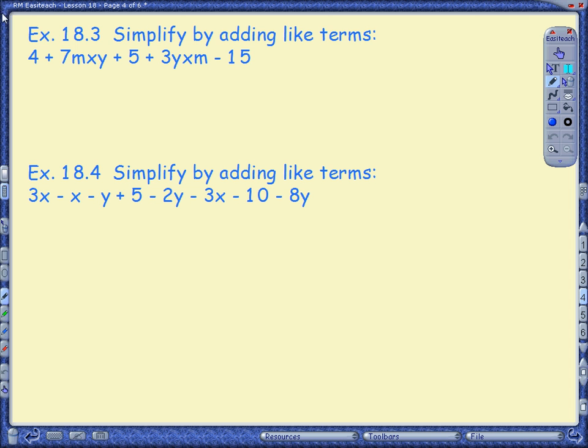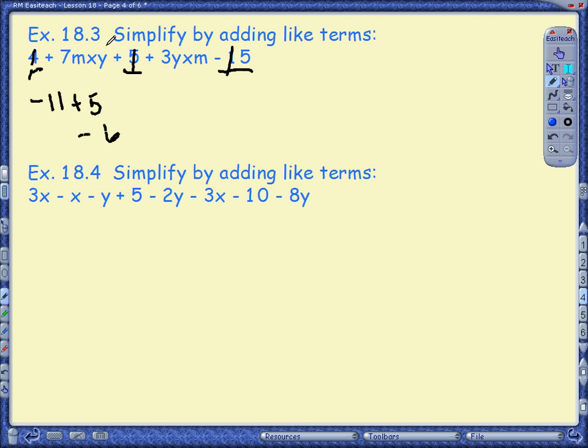Okay, here I'm not going to bother with the red pen again. I have a 4 and I have a negative 15. I can add those right now. 4 plus negative 15 is negative 11. I've added my constants. I have another constant here, so when I add that to negative 11, it's going to be negative 6.